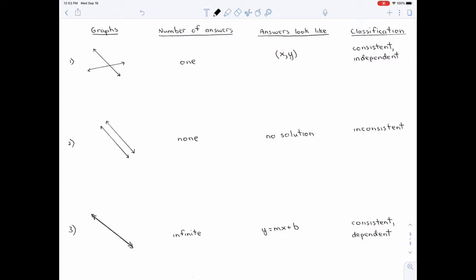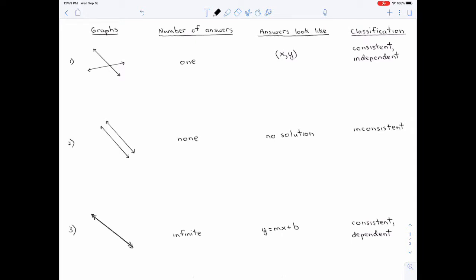Now, if the graphs are the same line, you have an infinite number of answers, but infinite is not the answer, okay? It's a number of answers. What does the answer look like? You just write the equation of the line. And we'll get to something like that in a little bit. And that's called consistent and dependent. So again, these are all the possibilities. I just wanted to point that out.